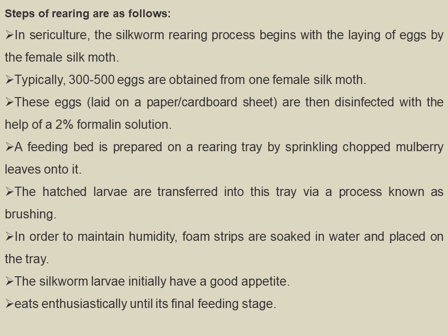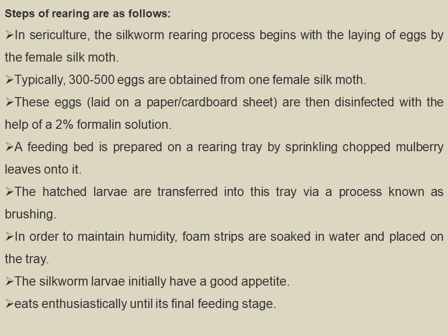Steps of rearing are as follows. In sericulture, the silkworm rearing process begins with the laying of eggs by the female silk moth. Typically 300 to 500 eggs are obtained from one silk moth. These eggs, which are laid on a paper or a cardboard sheet, are then disinfected with the help of 2% formalin solution. A feeding bed is prepared on a rearing tray by sprinkling chopped mulberry leaves onto it. The hatched larvae are transferred into this tray via a process known as brushing. In order to maintain humidity, foam strips are soaked in water and placed on the tray.